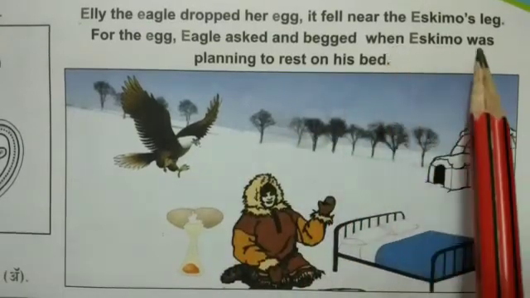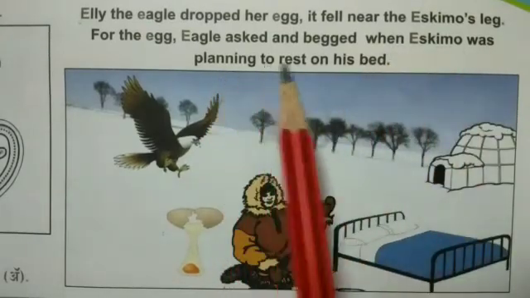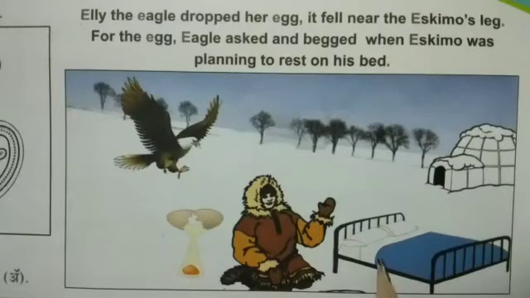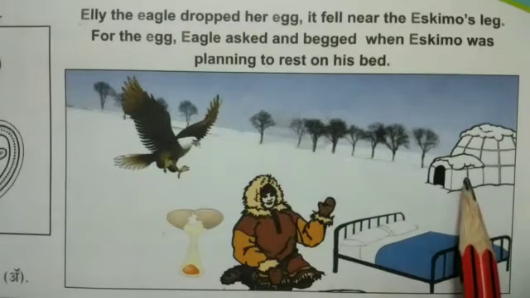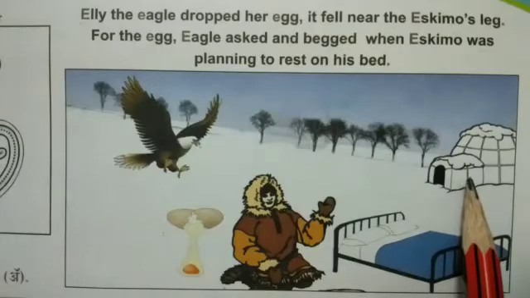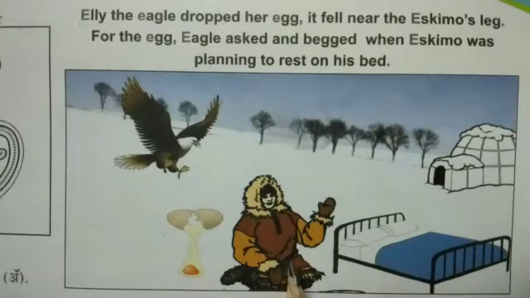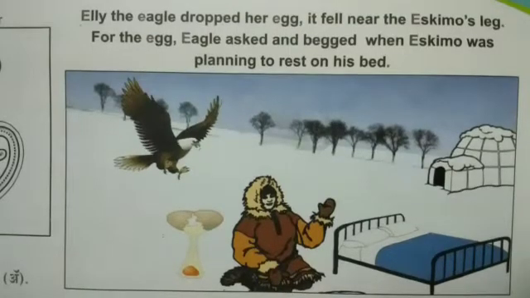When Eskimo was planning to rest on his bed, this is the bed, and this is the Eskimo's house. You know what it is called? It is called an igloo. And children, where do they live? These Eskimos live in a cold country.